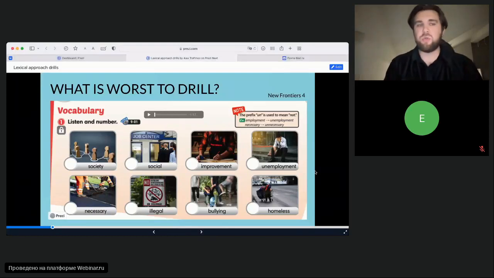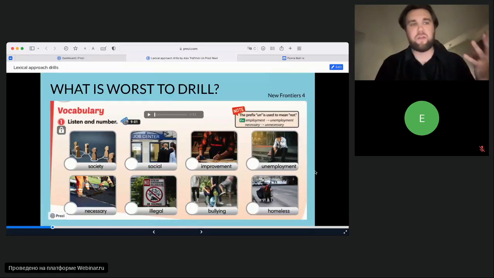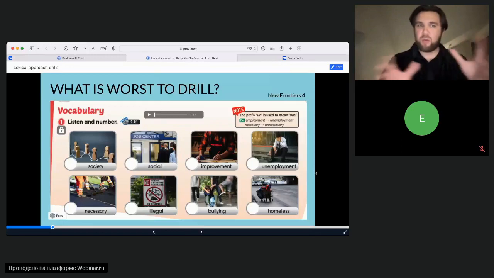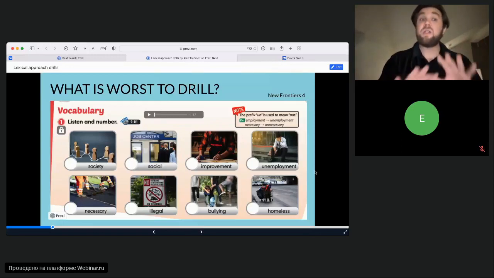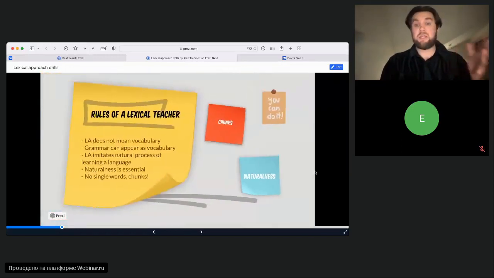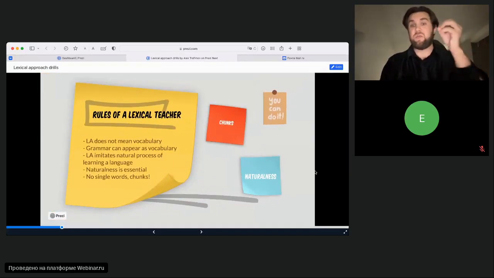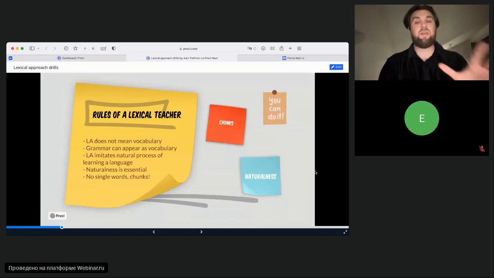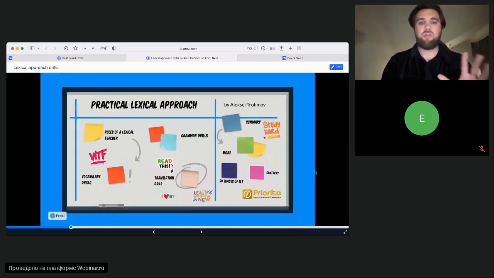And this is also a very important lexical rule: you should avoid overteaching and drilling everything the book gives you. The book gives you a lot, so that's why we have to manage all of that. Okay, so I hope you understood the ideas, or just revised the ideas of chunks with lexical approach and naturalness. These are the crucial rules that I wanted to remind you of.